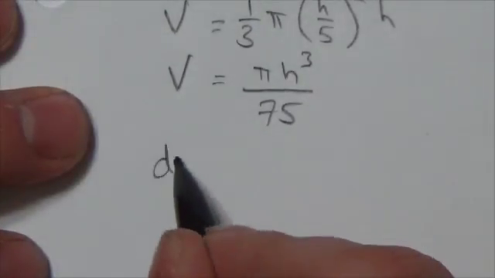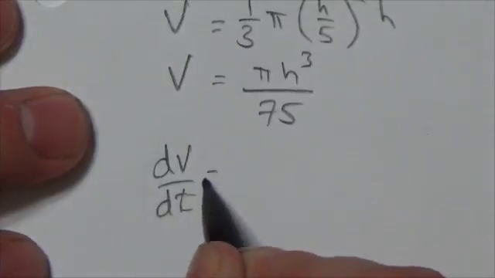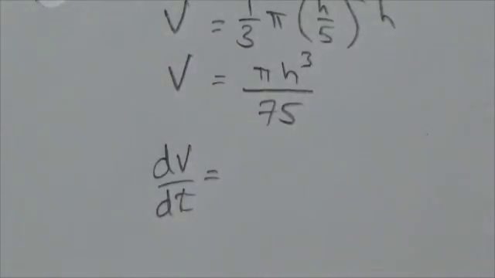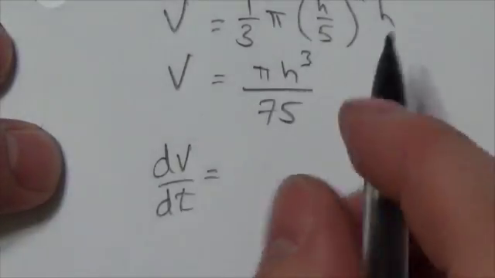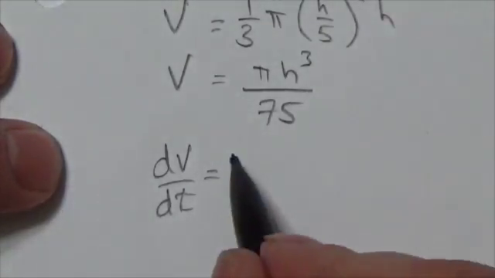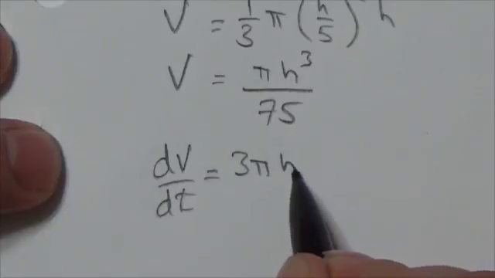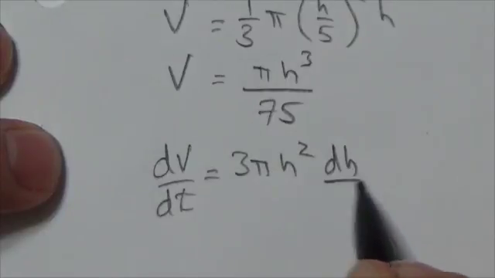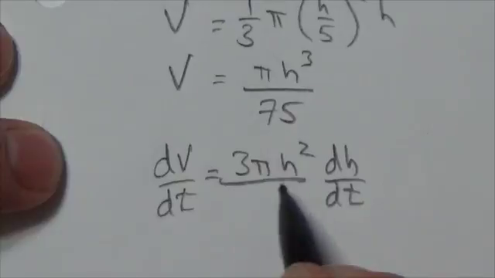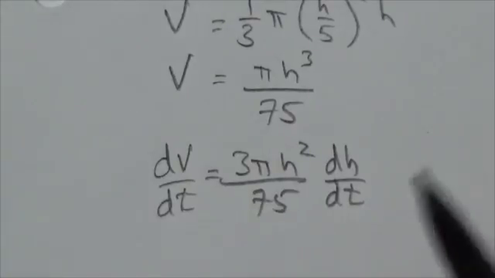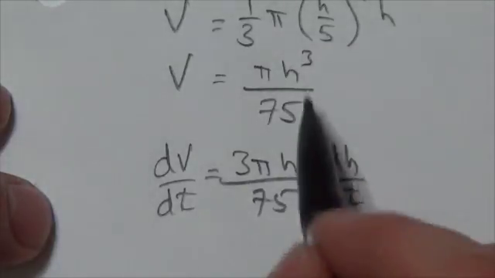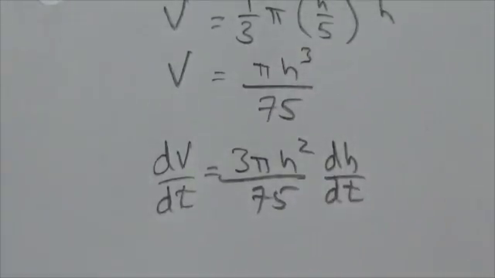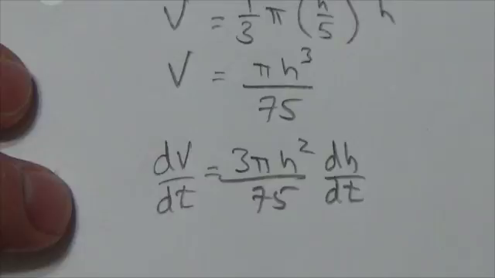So my derivative, dV/dt, because remember, I have to take this implicitly. I'm taking the derivative with respect to time. Time does not show up as a variable here. So I'll bring down the 3, 3 pi h squared dh/dt, and this is still over 75. So I did the chain rule right there: brought down the exponent, dropped the exponent by 1, and then I took the derivative of what was inside. I don't know what that is. That's what I'm looking for.